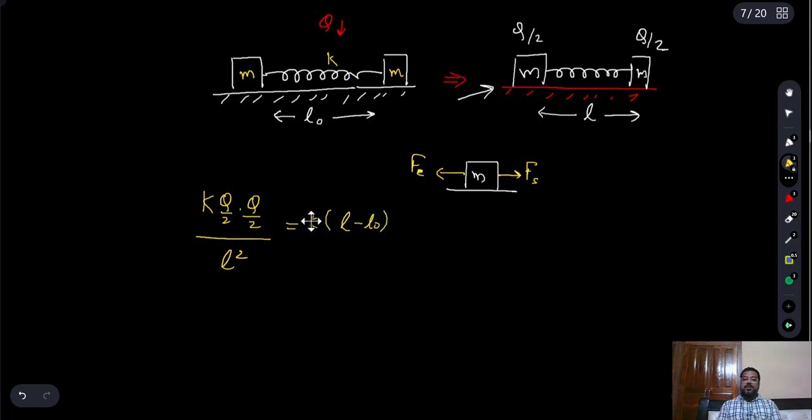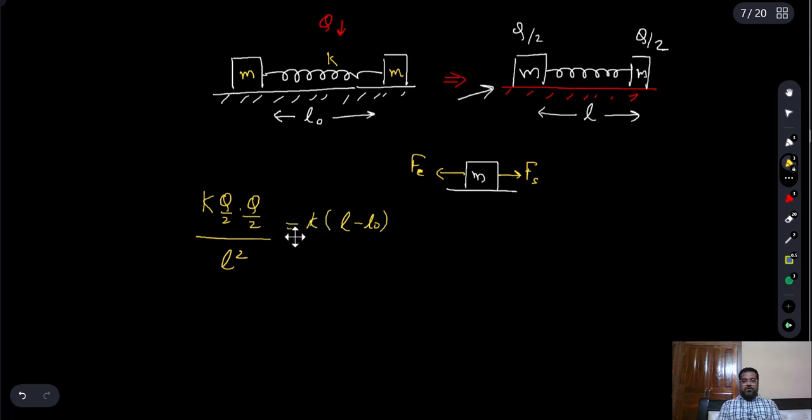Why K times L minus L naught? Because the spring force is K times X, where X is taken as the distance from the mean position. Mean position means the relaxed state. In this initial case, it had the unstressed length L naught, so the extra length which has been stretched is actually L minus L naught. So we will be taking this.